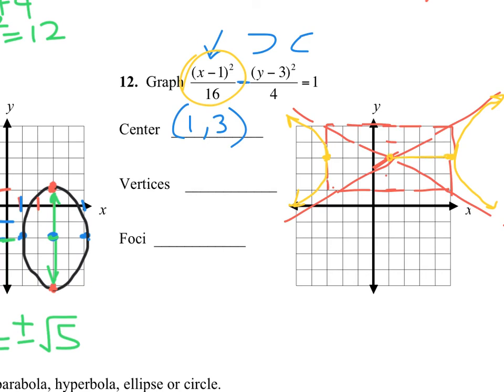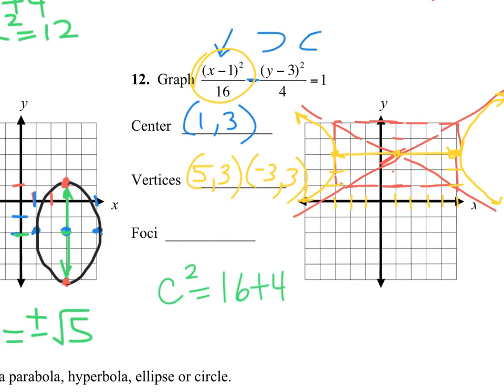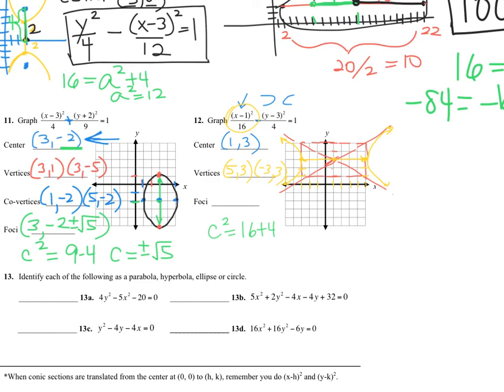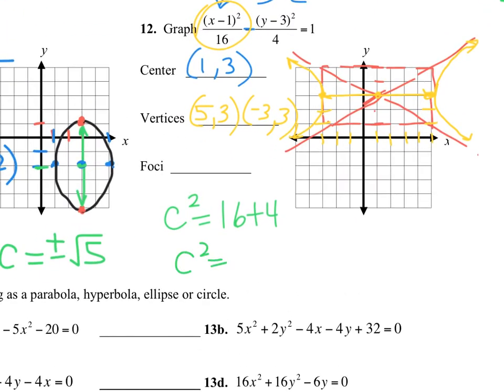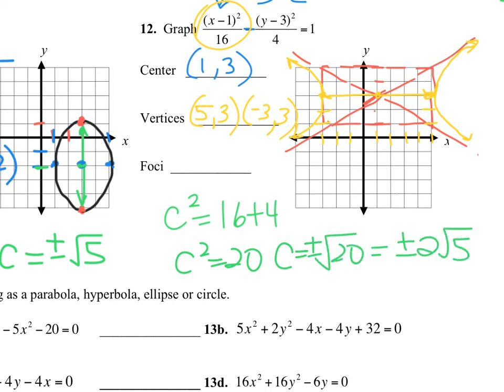So from the center, we went 4 and 4. So what are those points? Well, that's the point 1, 2, 3, 4, 5, 1, 2, 3. So it's the point 5, 3. And this one is the point 1, 2, negative 3, and then 1, 2, 3. So just count it on your graph. You can see it. And then the foci. C squared equals the numbers plus each other. Whoa, sorry about that. So C squared equals 20, which means C equals plus or minus rad 20. Make sure you rationalize and get 2 rad 5.